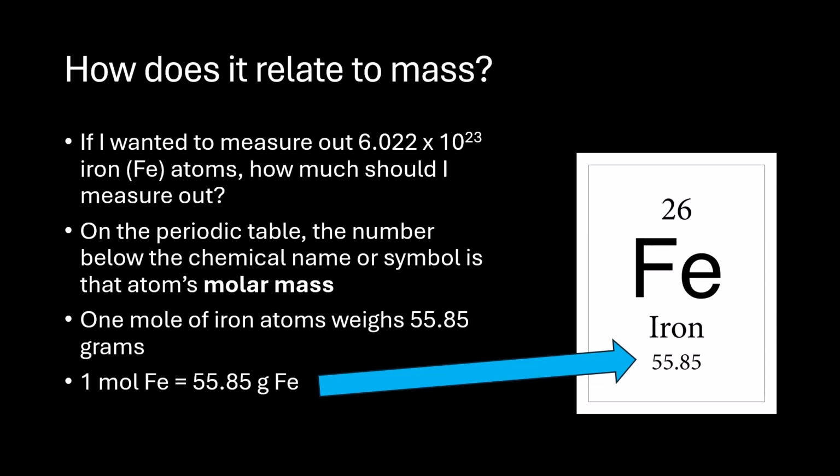On the periodic table, the number below the chemical name or the symbol is the atom's molar mass. 1 mole of iron atoms weighs 55.85 grams. So if you wanted 1 mole of iron, you're going to measure out 55.85 grams, which is equivalent to 6.022 times 10 to the 23rd iron atoms. And that's how everything is related.